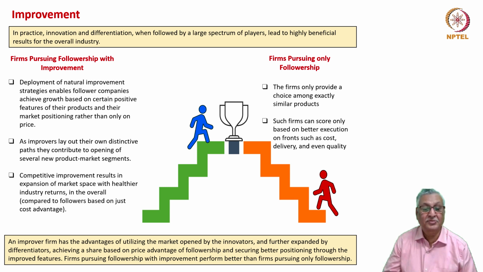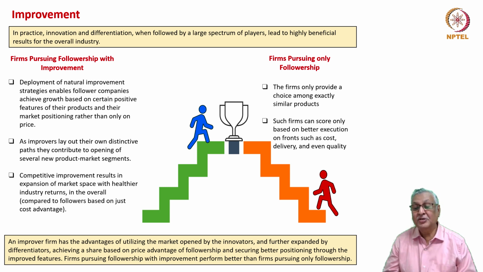Competitive improvement results in expansion of market space, provides healthier returns in the overall compared to followers with just cost advantage. An improver firm has the advantages of utilizing the market that is opened up by the innovators, a market that is further expanded by the differentiators, and achieving a share based on price advantage of followership and securing better positioning through the improved features. Firms pursuing followership with improvement perform better than firms pursuing only followership. Therefore, improvement must be taken as an integral part of good followership.